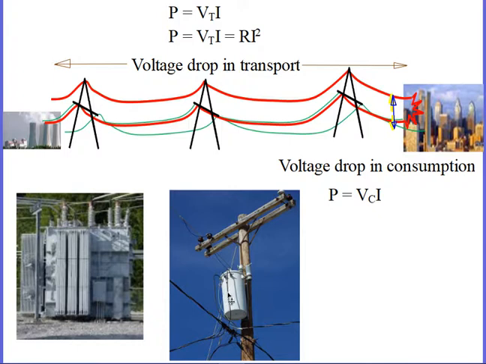Between this wire and that wire would be 110. Between that wire and that wire would be 110. Between the outer two wires is 220.